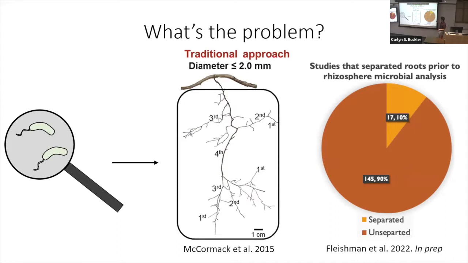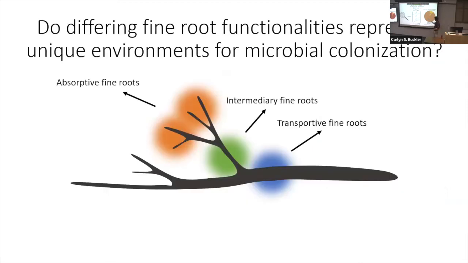And what we're looking at here is a pie chart, looking at studies that separated out their roots prior to microbial analyses. And you can see that the vast majority of these studies, 90%, and there's an updated figure which is about 93%, so over 90% of these studies do not separate out their roots prior to microbial analysis. So this is a big problem. Wow, this is a big problem in my field at the moment, where we're just homogenizing roots.